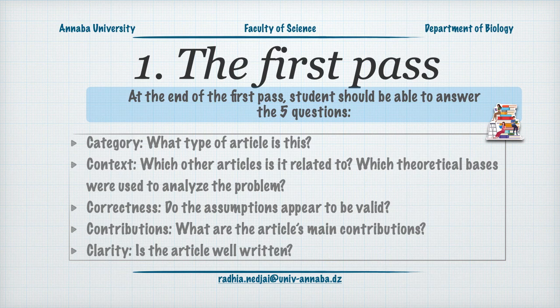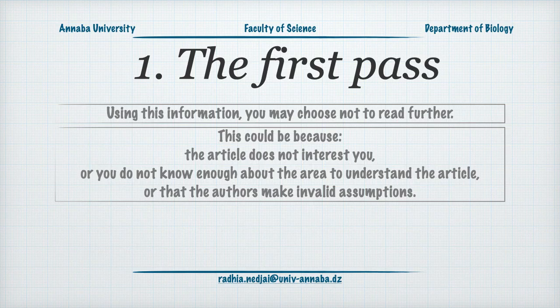Through answering these 5 questions, you, as a student or reader, can identify the category, context, correctness, contributions, and clarity of a scientific article. Using this information, you may choose not to read further. This could be because the article doesn't interest you, or you don't know enough about the area to understand the article, or that the authors make invalid assumptions.